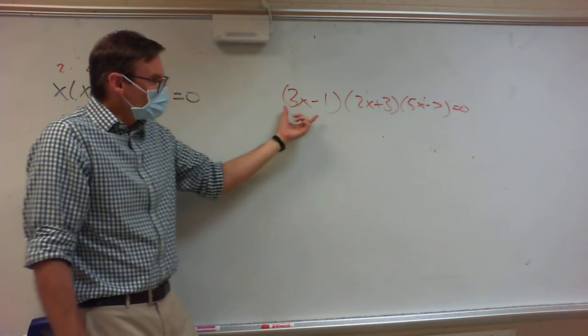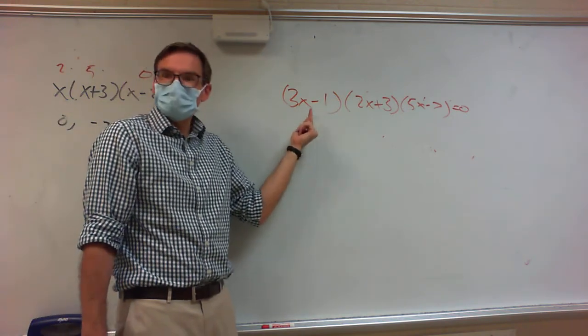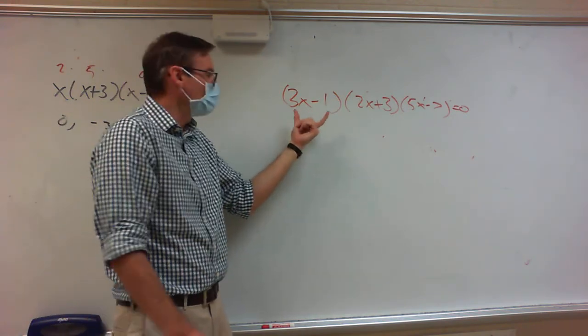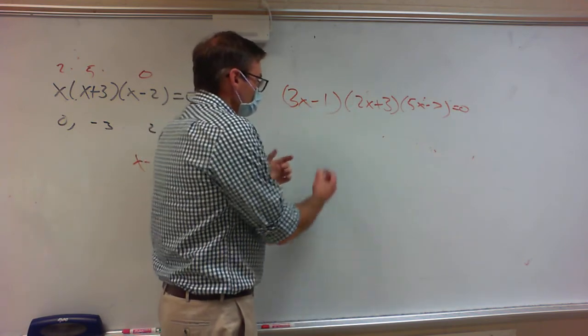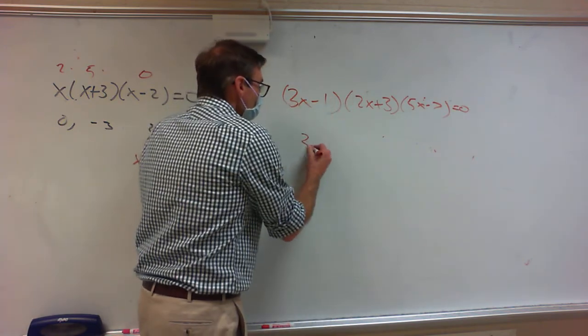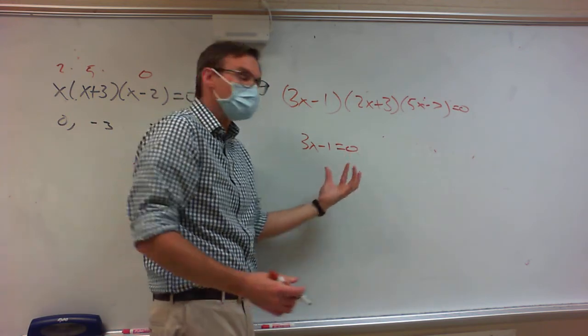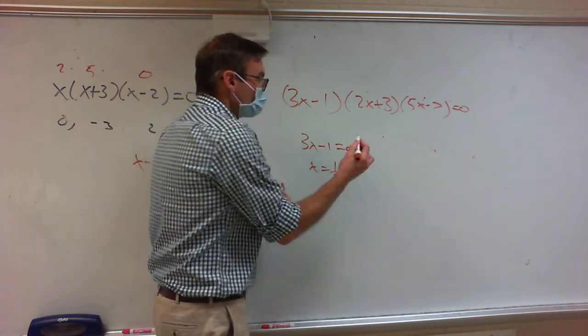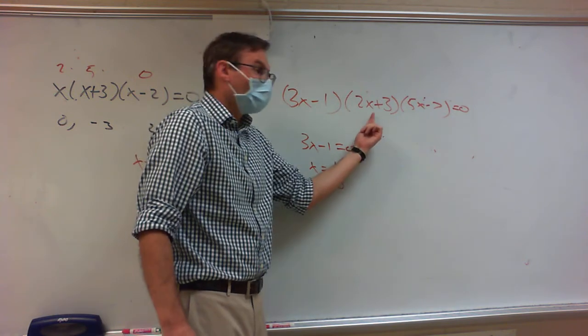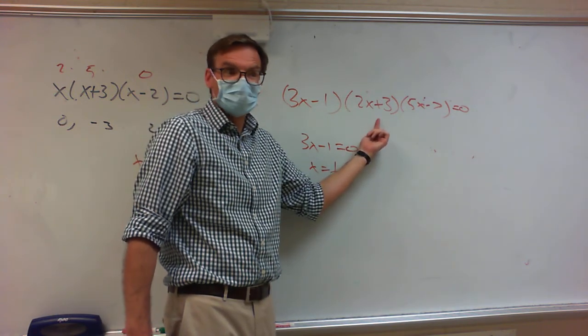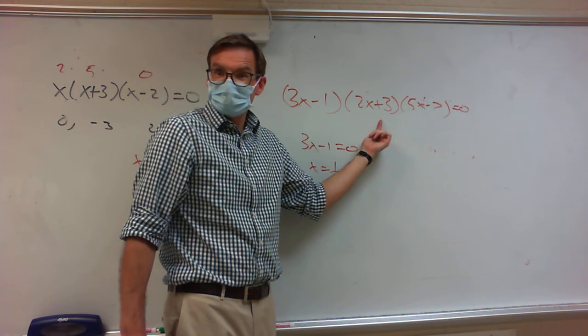If I look at this the same way, I want this to be 0. 1/3. You can do it in your head, but where that comes from is you're setting 3x - 1 equal to 0, and then when you solve, you end up with x equal to 1/3. Okay, I want this to be 0. And so what's this going to be?